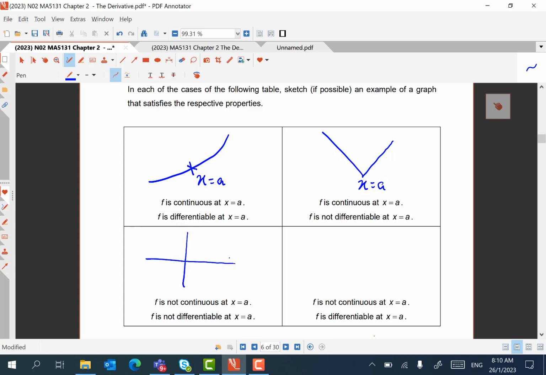Not continuous and not differentiable. So an easy example will be like this, say maybe like that. Okay, not continuous and not differentiable.